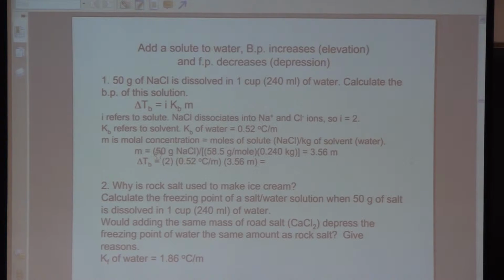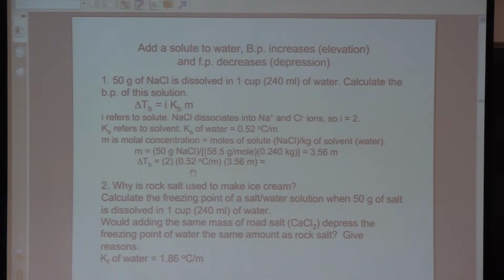You take the moles of sodium chloride: the grams divided by the molar mass, so 50 divided by 58.5. Then you divide it by the kilograms of solvent. 240 milliliters of water equals 240 grams of water, or 0.24 kilograms. So 50 divided by 58.5 divided by 0.24 gives 3.56 molal. Then you plug it into this equation.